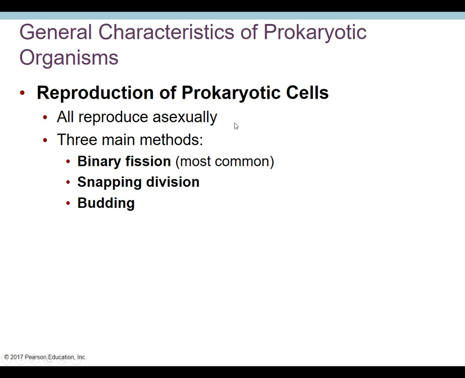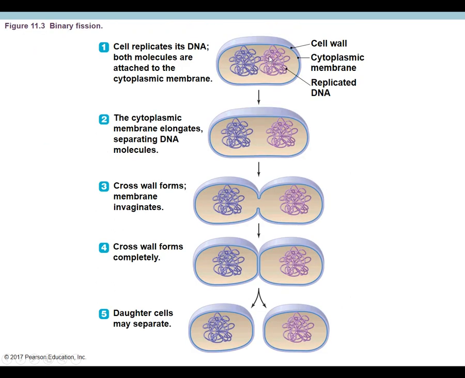So all prokaryotes reproduce asexually. The most common type of cell division is called binary fission. There are two other types of cell division which we'll just mention briefly, but binary fission is by far the most common. In binary fission, the chromosome replicates, and then a septum forms in which the cell membrane and the cell wall are constructed to separate the daughter cells. The cytoplasm is divided more or less equally, and the chromosome is very carefully segregated so that each daughter cell gets one chromosome.